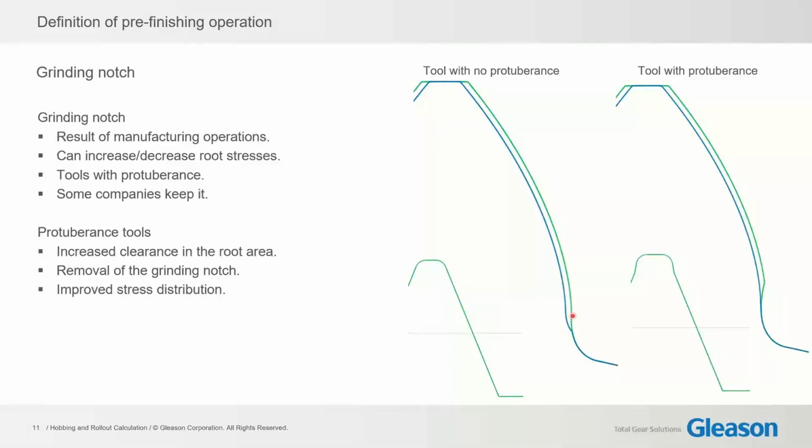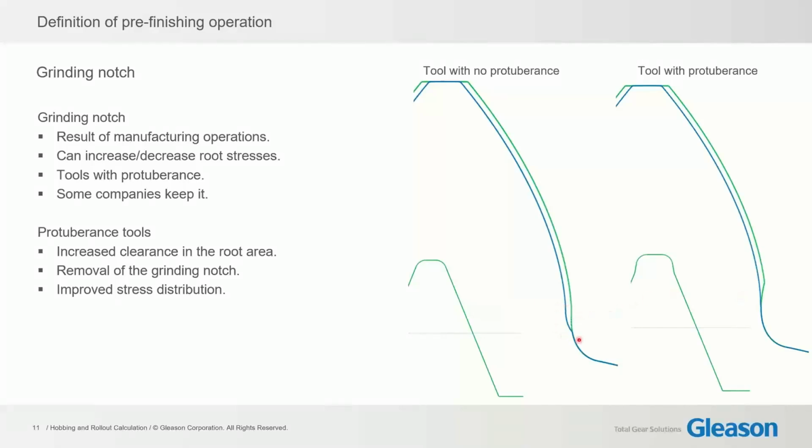To avoid the grinding notch, we can use a protuberance tool, and with the protuberance tool, we basically remove some material in the root fillet area, so that we have a smooth transition between the final involute and the fillet area. The grinding notch is the result of a manufacturing operation and can increase or decrease the root stresses. It's not always that the grinding notch is making things worse.